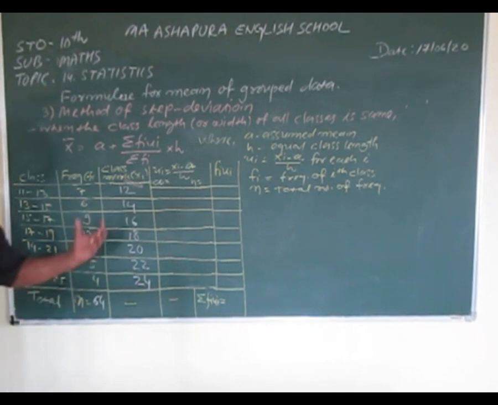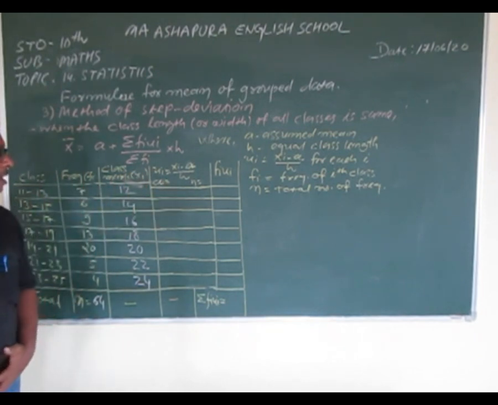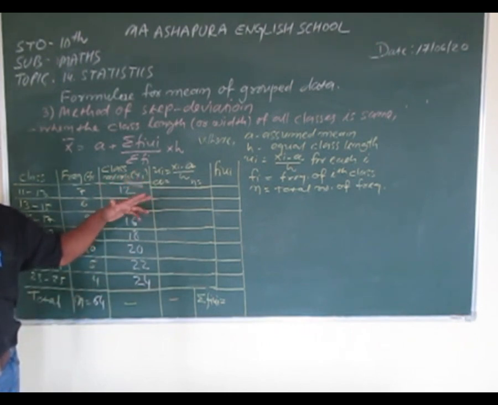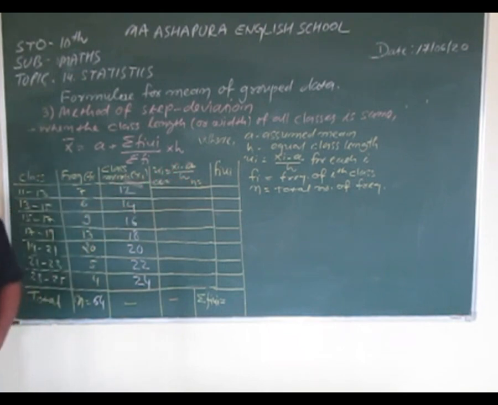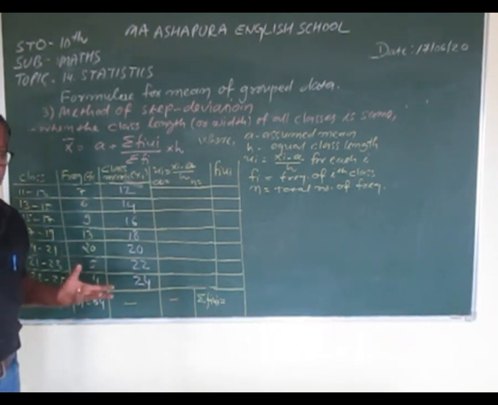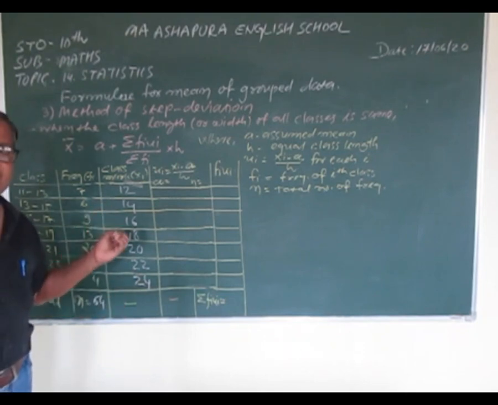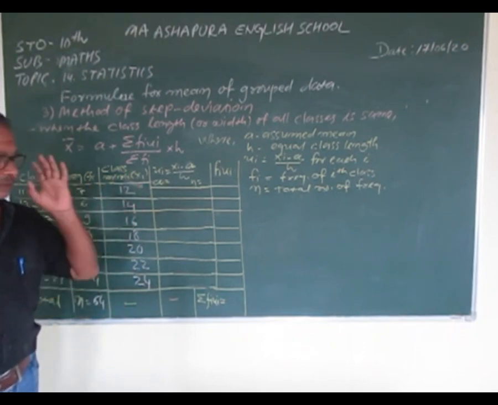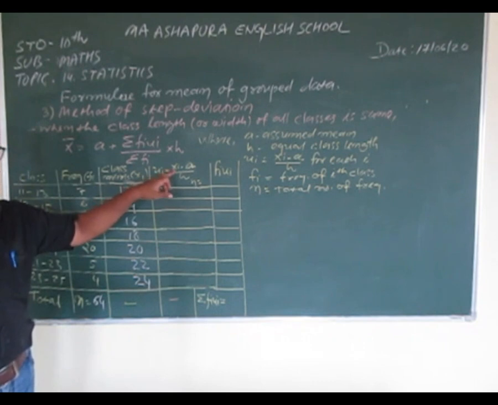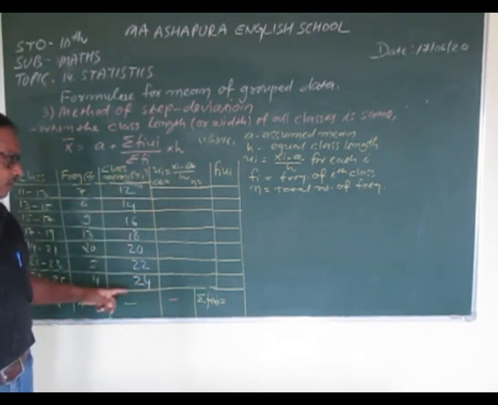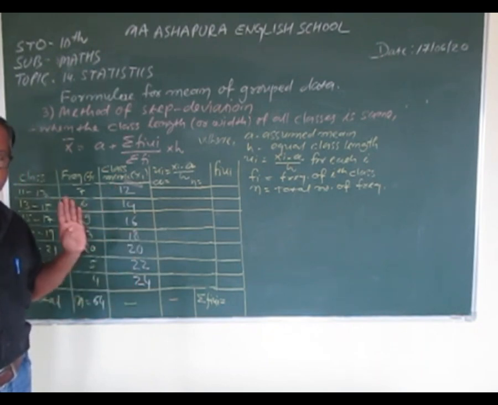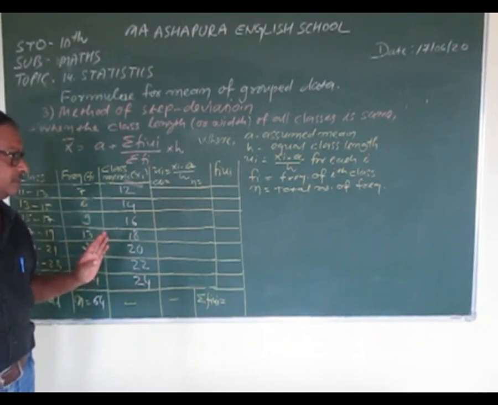Now the next step, column number 4. Here we find ui for each and every class. ui is equal to xi minus a upon h. First we understand what xi, a, and h are. First, xi. xi is called the class mark. We found here 12, 14, 16, 18, 20, 22 and 24 respectively as the class marks of the classes.